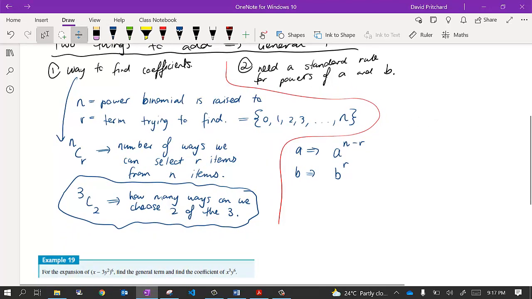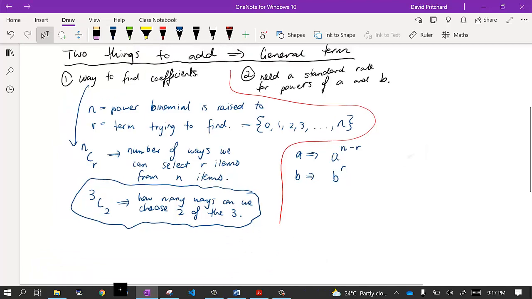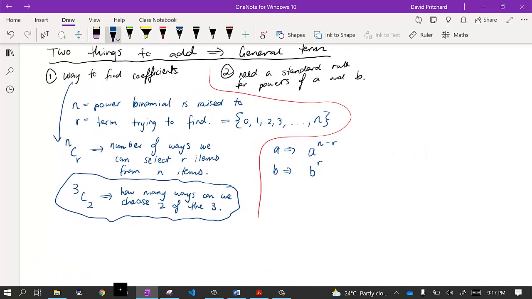Now if we tie all this together, it means that our general term, so if we're looking for a term of that expansion, A plus B to the power of n, then what we'll need to do is look at nCr multiplied by A to the power of n take r multiplied by B to the power of r. So that will give us a single term.